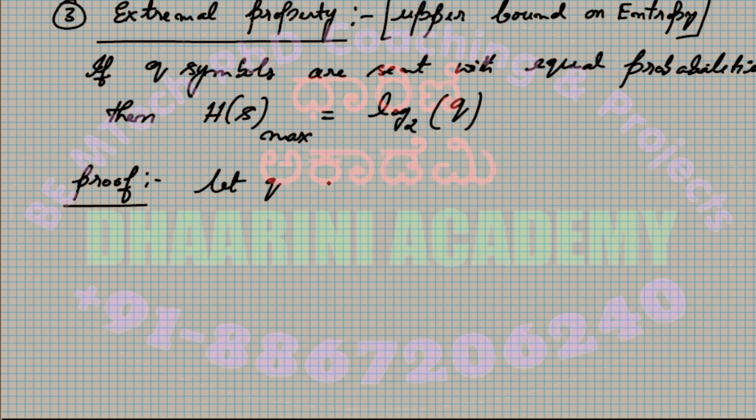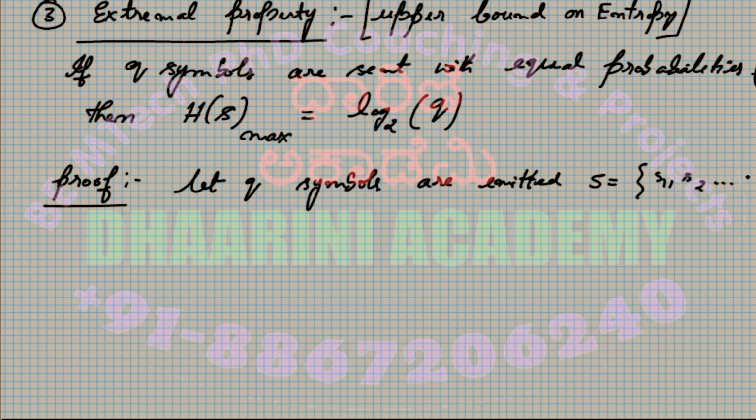Let Q symbols be emitted. Say S is equal to, let's write them, S1, S2, and all the way till SQ. Those are the various symbols that we are trying to send.